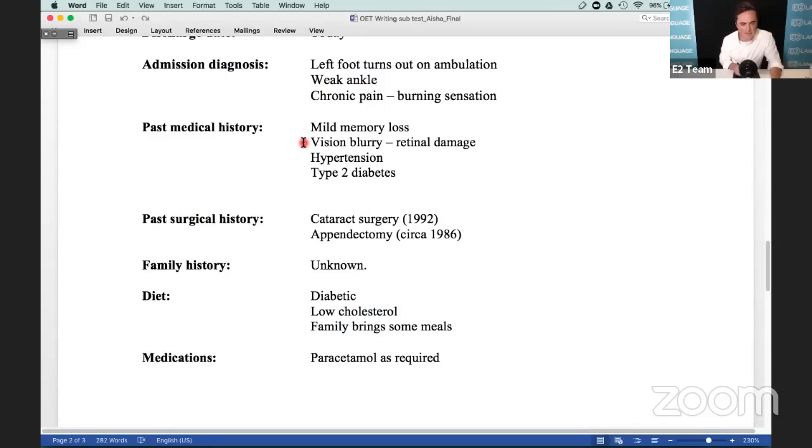Home care nurse about the blurry vision? Yeah, probably, but again, not that important. Hypertension, that's quite important. I'll tell her that. And the type 2 diabetes.